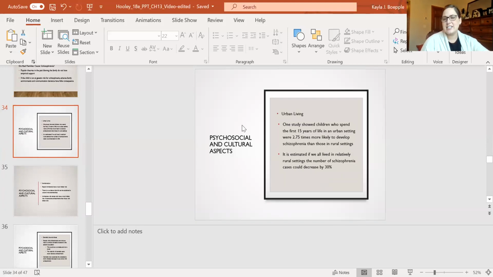It's interesting that studies have shown, though, that urban living has been linked to schizophrenia. One study even showed that children who spend the first 15 years of life in an urban setting were 2.7 times more likely to develop schizophrenia than those in a rural setting. Why do you think that is? My best guess might be more pollutants in the environment, but I can't guarantee that would be the reason why. That is just probably my best guess based on rural versus urban types of settings.